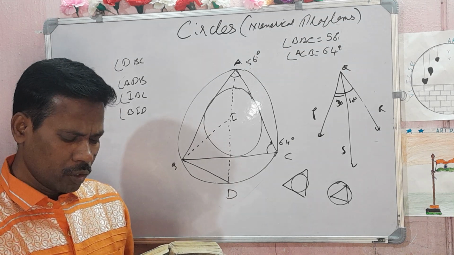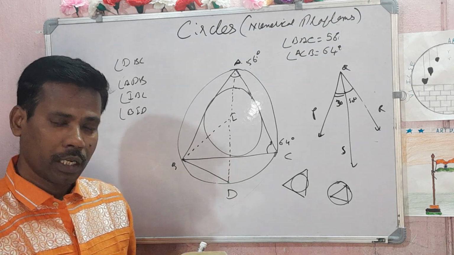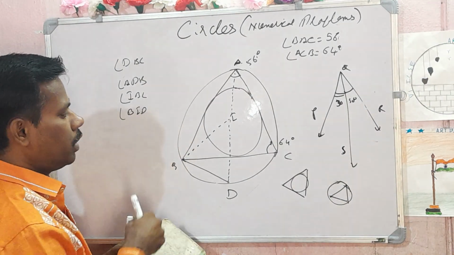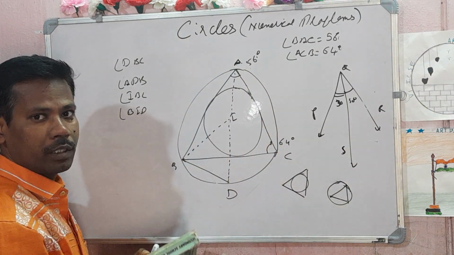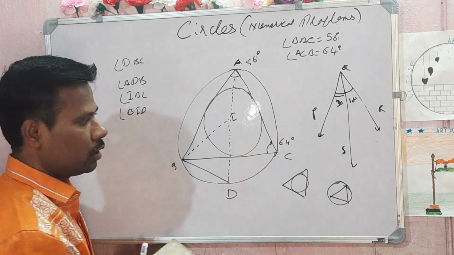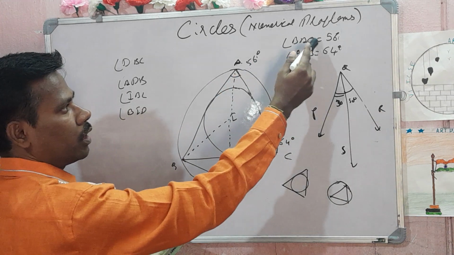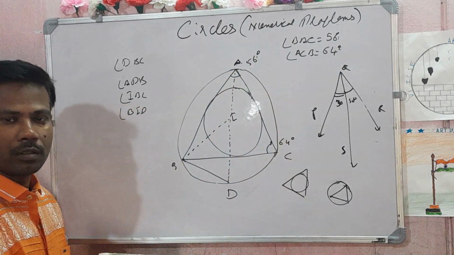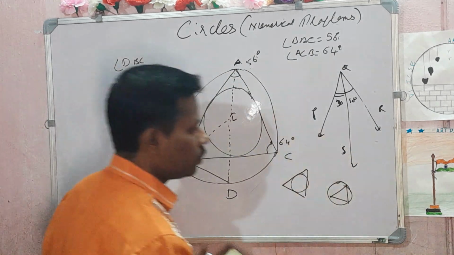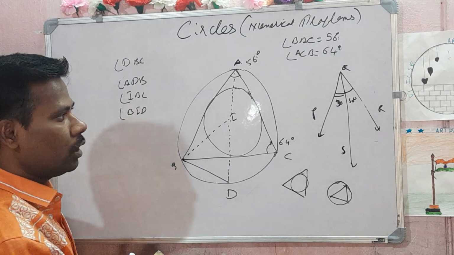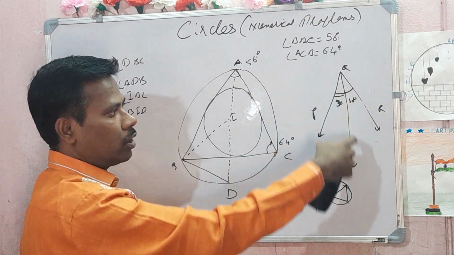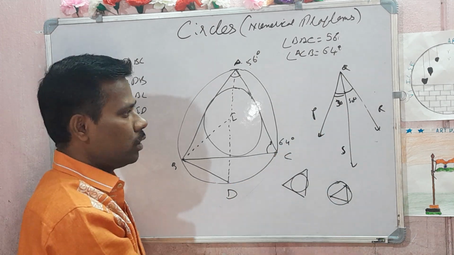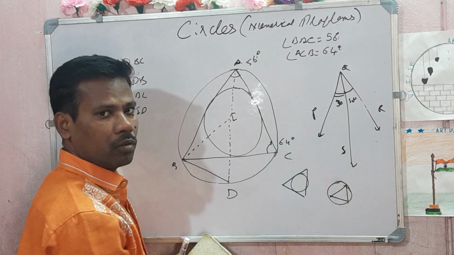So AI when produced meets the circumcircle of triangle ABC in D. What is given is angle BAC is 56 degrees, and angle ACB is 64 degrees, right? So clearly, did you understand the meaning? Angle bisector, I explained what is meant by angle bisector, so it's very clear. Angle bisector means dividing the angle into two equal parts.